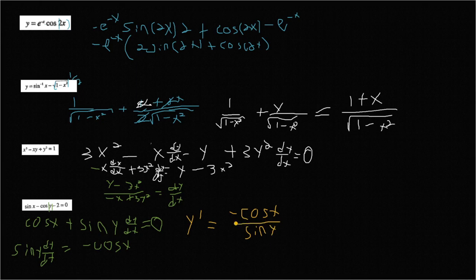So if we did not want any things in the denominator here, we could also say that 1 over sine is cosecant. So we can do negative cosine x times cosecant y. But I think this is going to be it for today.